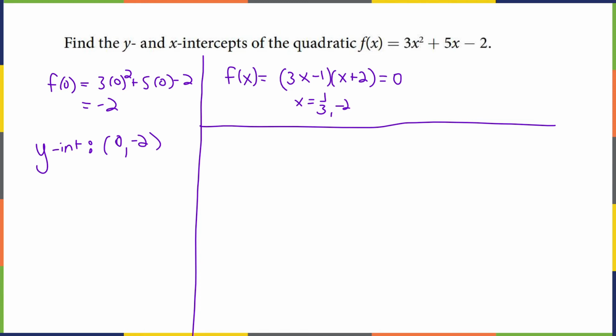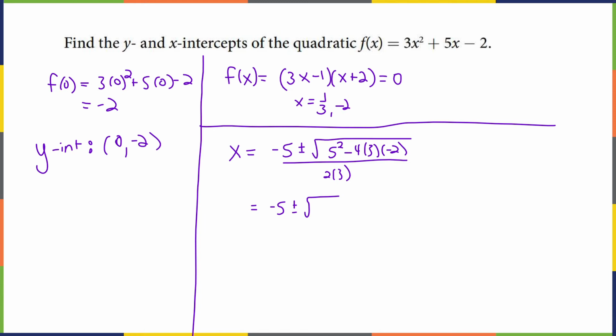You can, of course, use the quadratic formula like we've been doing. x equals negative b plus or minus the square root of b squared minus 4ac, all over 2a. Then when we're looking at the square root, 5 squared is 25. And then we have minus 4 times 3 times negative 2, which is going to give us plus 24. Now 25 plus 24 is 49. In the denominator we have 6. So now I really have negative 5 plus or minus 7 over 6.